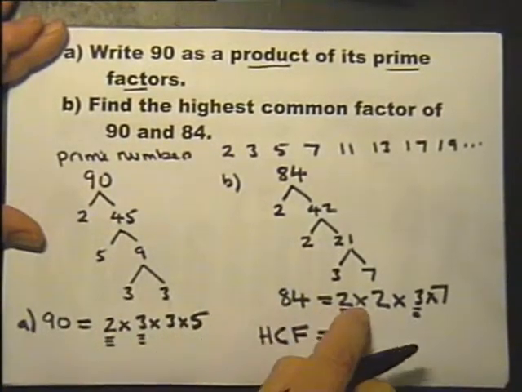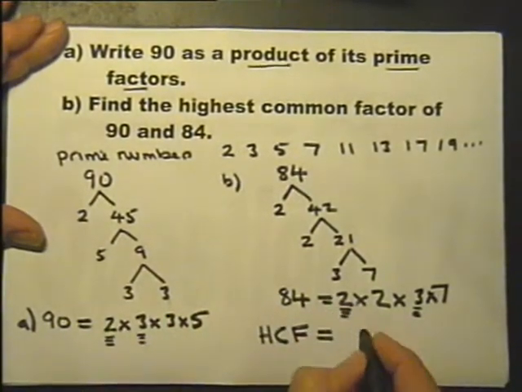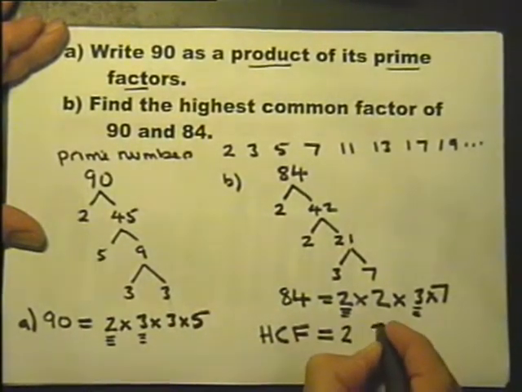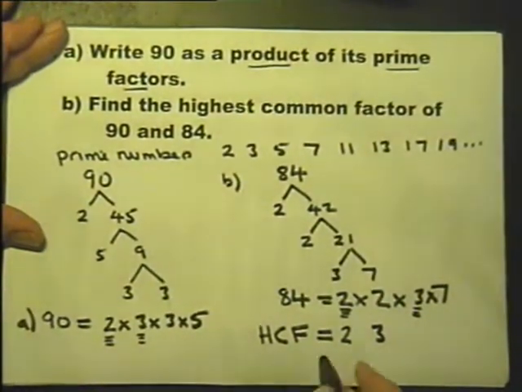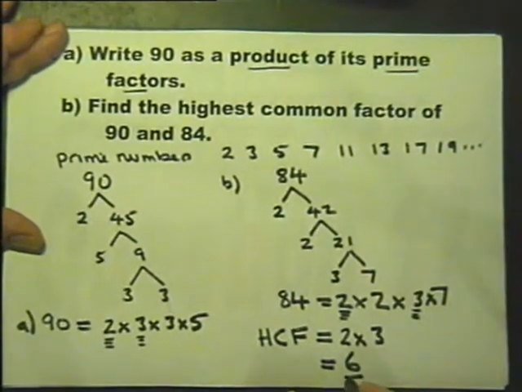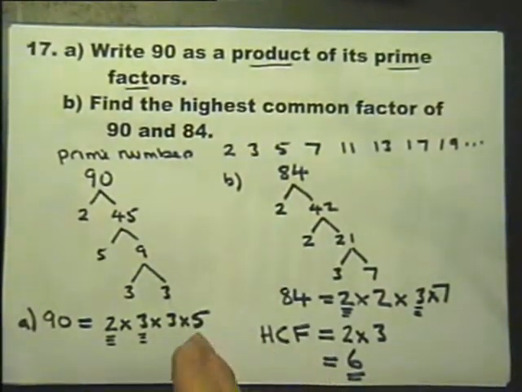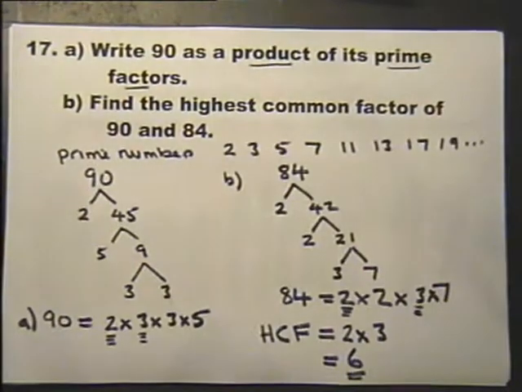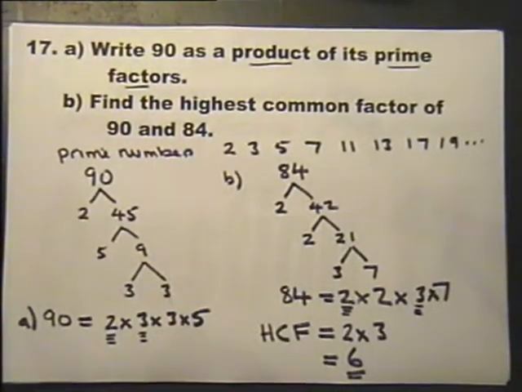So these are common. Common means repeated. So 2 and 3 are common factors. So this is the result for the highest common factor. So that's how you do that question. At least that's one way of doing it. I think that's the most straightforward.